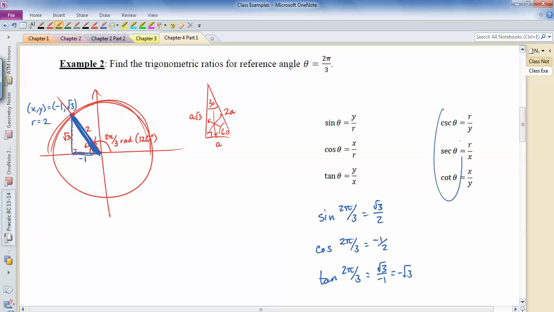And then all these guys here are the reciprocals of their partners, so cosecant theta is going to be 2 over root 3. Sorry, theta is 2 pi over 3.